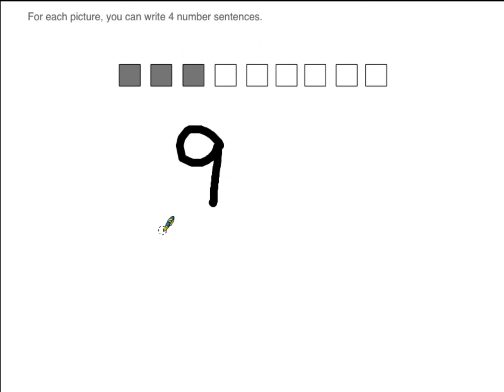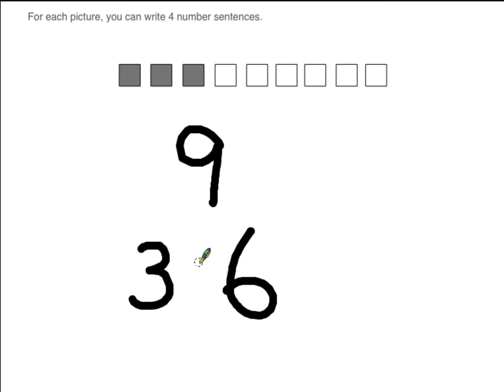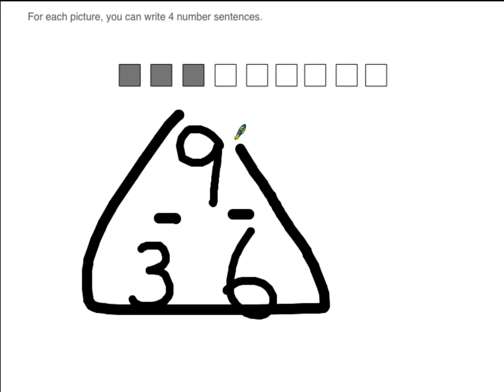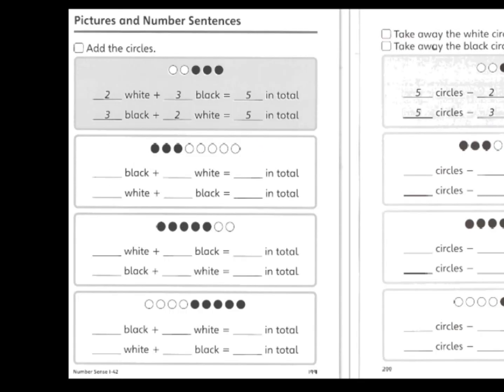There are 9 squares. 3 gray ones, 6 white ones. 3 plus 6 equals 9. 6 plus 3 equals 9. Or you can do takeaway. 9 take away 3 equals 6, or 9 take away 6 equals 3. These numbers go together. That's why we call it a family.